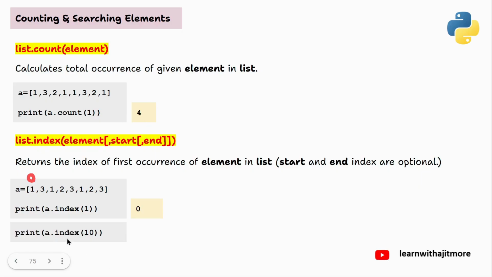If you are writing a dot index 10, now 10 is not there at all. It will generate a value error. It will not give index error, value error. 10 is not in list.